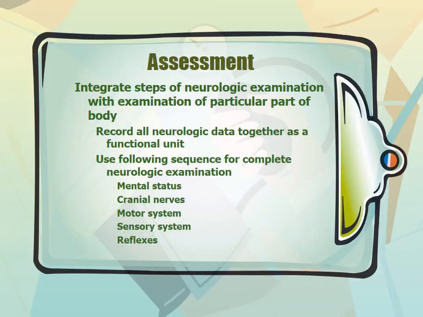So we're going to integrate the steps of the neurological examination with the examination of particular parts of the body. We're going to record all the neurological data together as a functional unit. So it's all going to be recorded under neurological, basically. We're going to use the following sequence for completing a neurological examination.